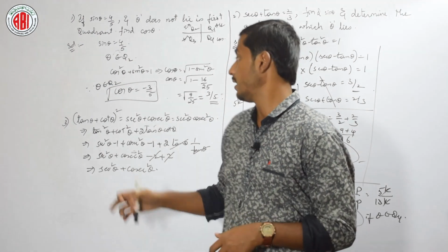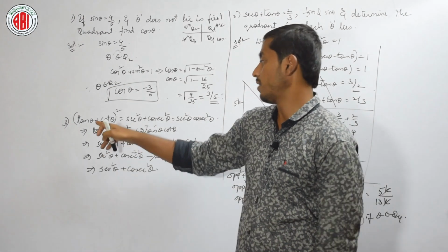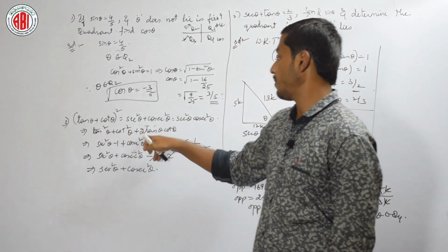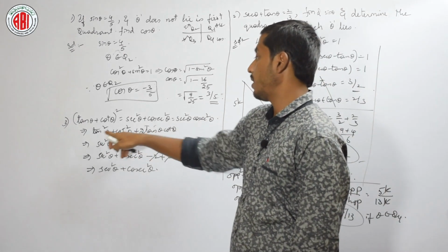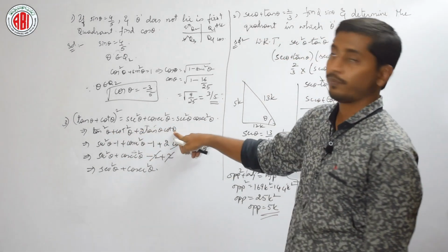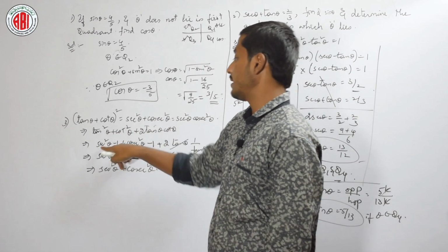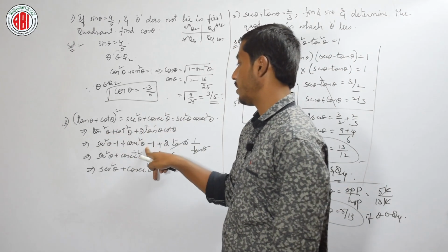Can you understand here? See here, this is a plus b whole square. I have written it as a square plus b square plus 2ab, that is tan square plus cot square plus 2 tan cot. I have written tan square as secant square minus 1, and cot square as cosecant square minus 1.